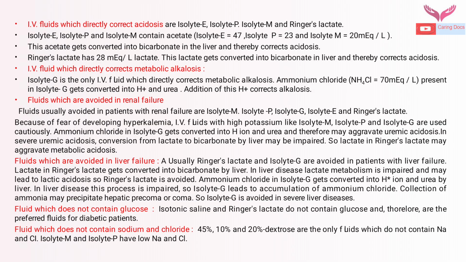The fluid which can correct metabolic alkalosis is isolyte G. It is the only IV fluid which directly corrects the metabolic alkalosis, because it contains ammonium chloride, that is 70 milliequivalent per liter. It gets converted into hydrogen and urea, and this hydrogen corrects the alkalosis.